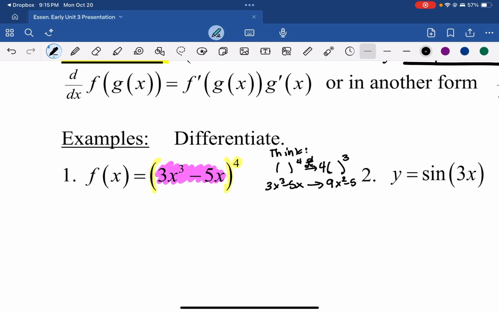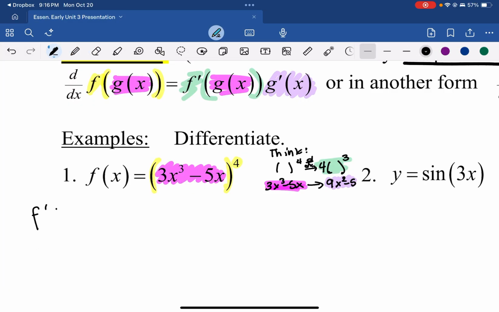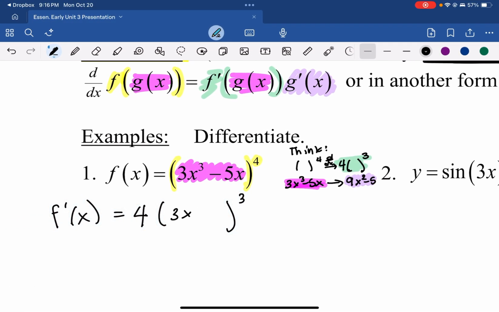I'm going to use those colors again. So this is my inside piece, and we've got our outside function, and when I take that derivative we can see that derivative there, and then the derivative of that inside function. So the derivative of f of x is going to be the derivative of the outside, 4 times our inside cubed. Our inside is still that 3x cubed minus 5x. And then we take the derivative of the inside function, 9x squared minus 5.